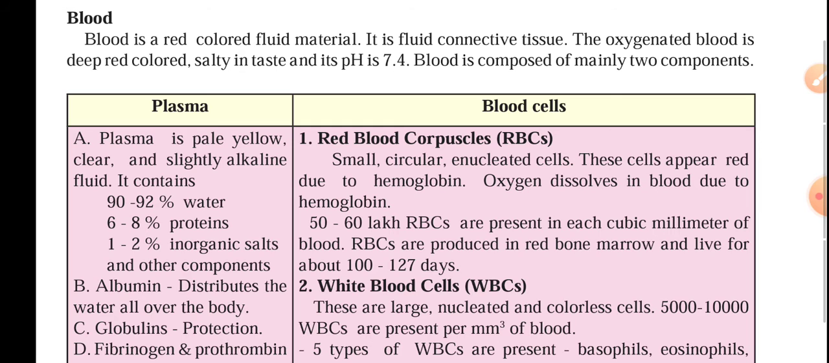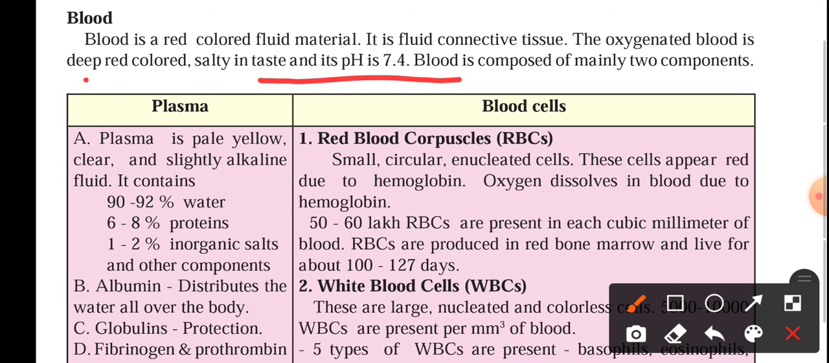The oxygenated blood is deep red colored, salty in taste, and the pH is 7.4. These are the important things they have mentioned. It is deep red in color, salty in taste, and the pH is 7.4, which means it's slightly alkaline. Blood is composed of mainly two components: one is plasma and one is blood cells.